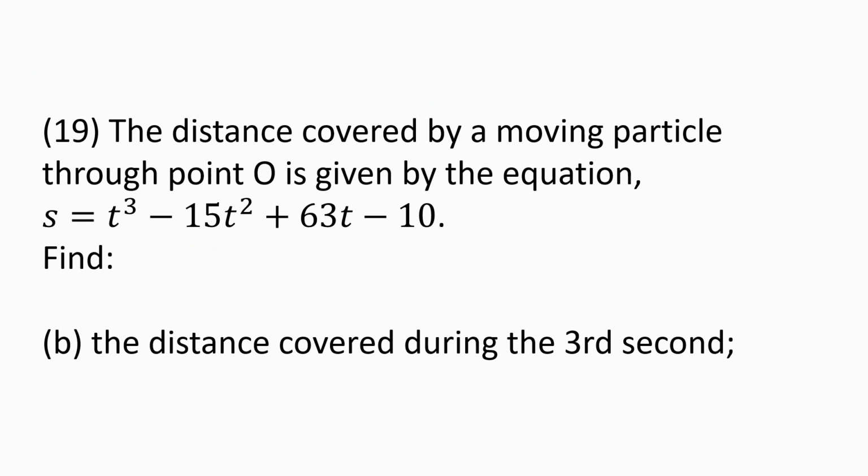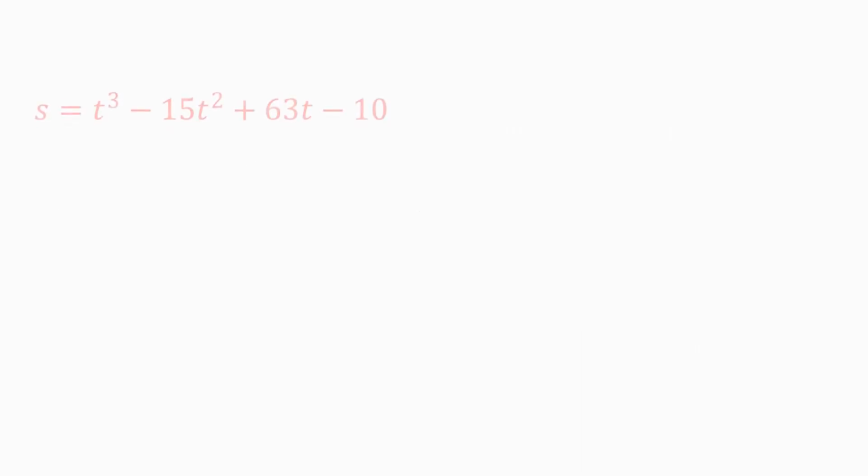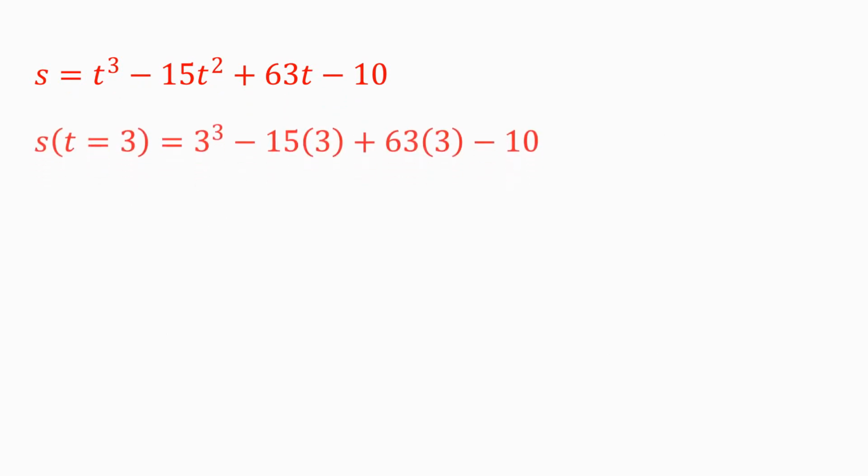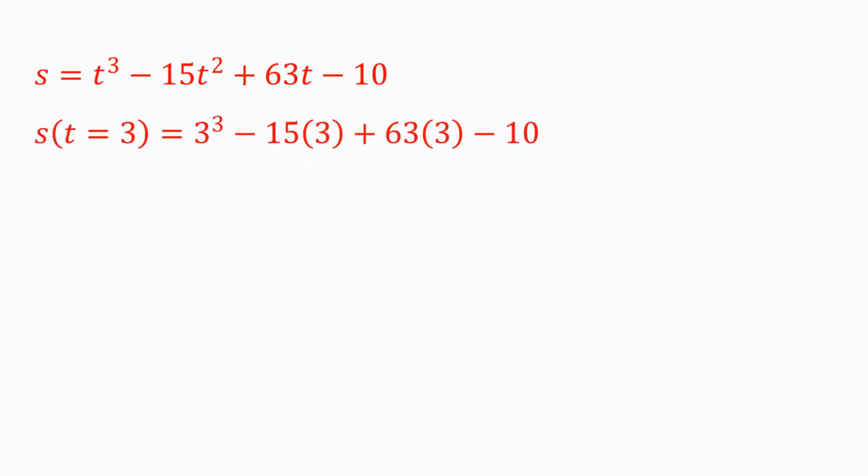Question 19, part B. Find the distance covered during the third second. The distance covered during the third second is s of t when t is equal to 3. So we have, that's the distance equation. So we substitute t with 3. We have 3 cubed minus 15 into 3 plus 63 into 3 minus 10, which is equal to 53 units. So the distance covered during the third second is 53 units.